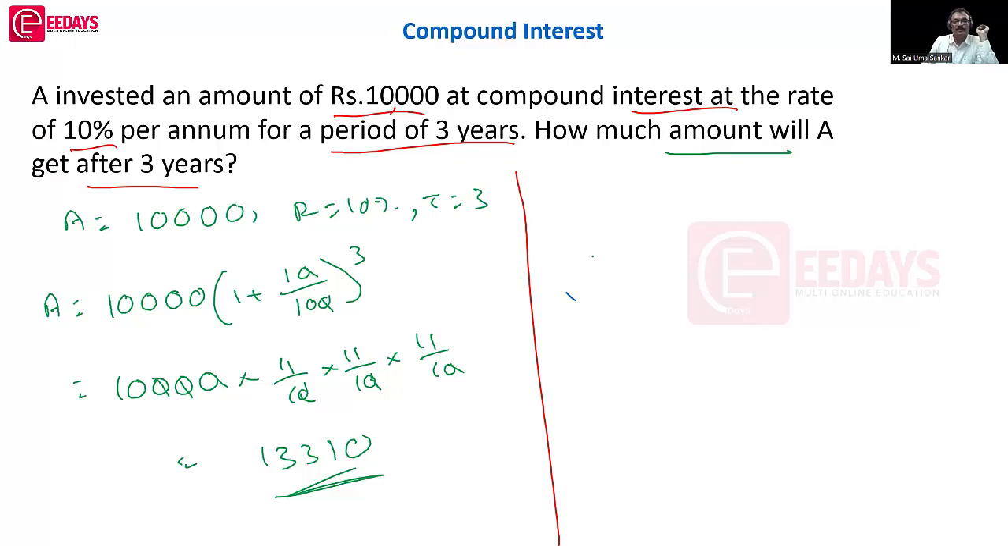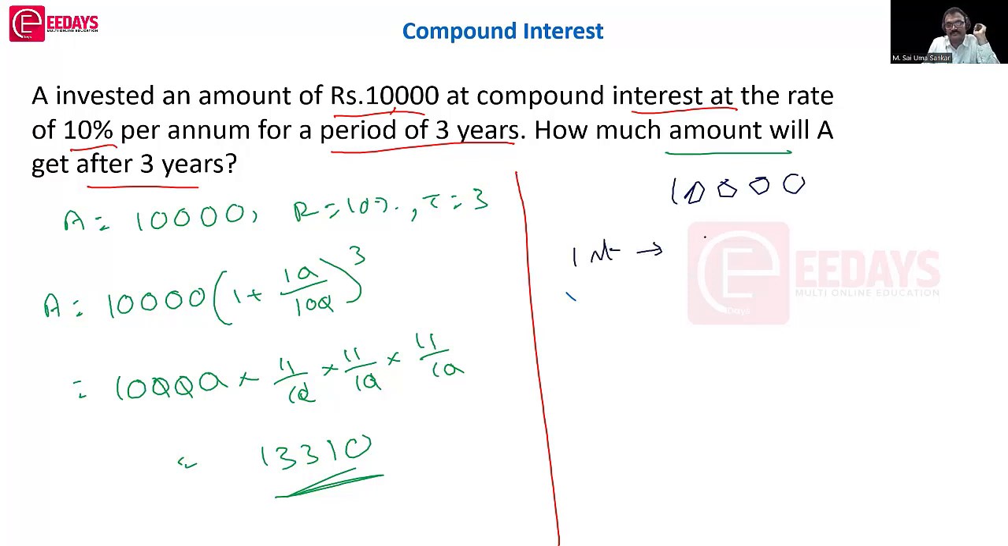Okay. Now, here, what is the total amount? The total amount is equal to 10,000. Okay, what is the rate of interest? That is equal to 10%. What is the first year?